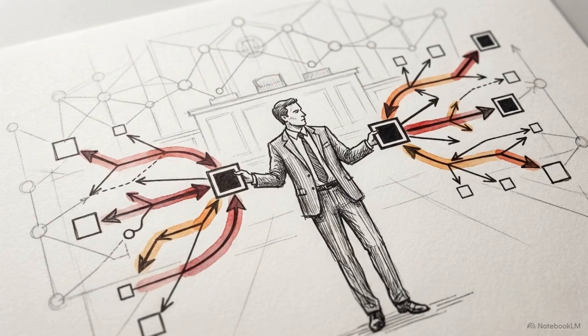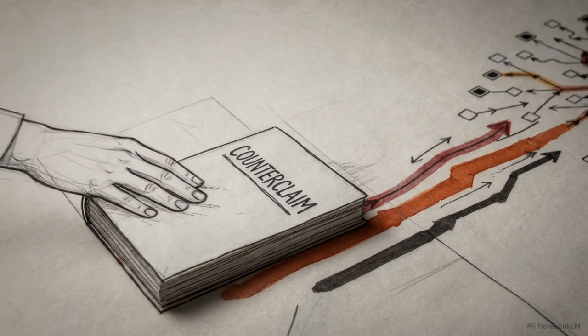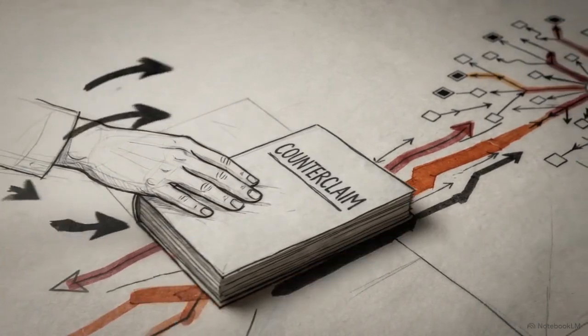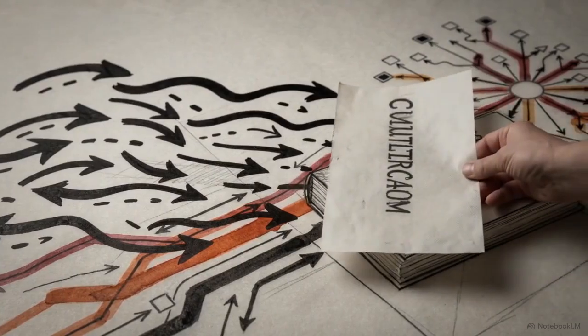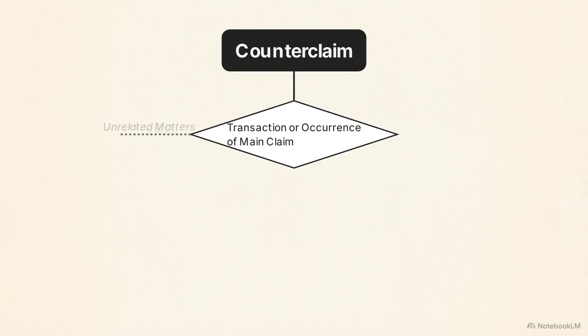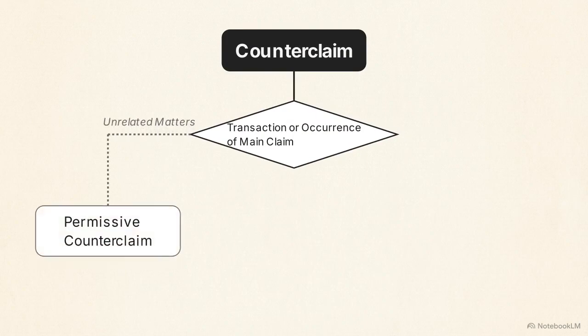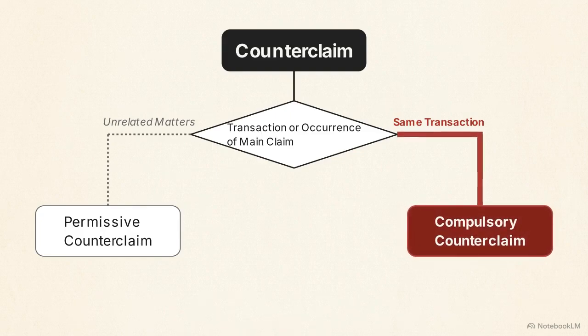This choice dictates the trial's trajectory. The litigator either contests the accuracy of the plaintiff's facts or bypasses them to prove a superseding legal reason why the case must be dismissed. The defending party may also launch an offensive strike. A counterclaim allows the defendant to assert their own claims against the original plaintiff. The matrix bifurcates counterclaims based on their relationship to the main case. A permissive counterclaim involves unrelated matters, while a compulsory counterclaim arises directly from the same transaction or occurrence.